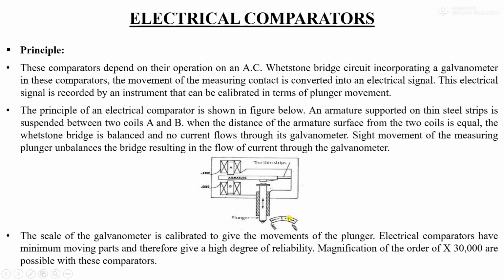Now, electrical comparators have very few moving parts. Seriously, the only moving part you can see is the plunger, and therefore you can get a high degree of reliability and preciseness as well. And you can also get a very high order of magnification, almost 30,000x. Basically, any mechanical signal or movement you get, you can magnify it 30,000 times with this type of comparator.